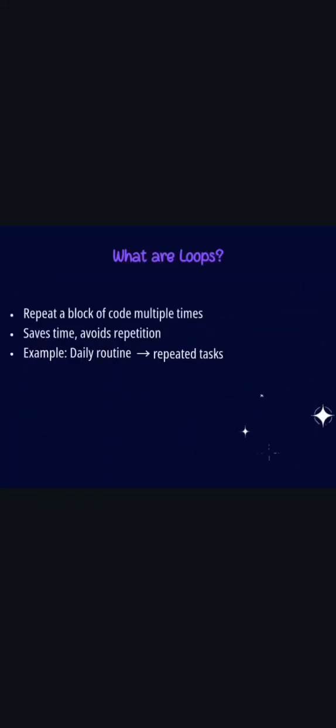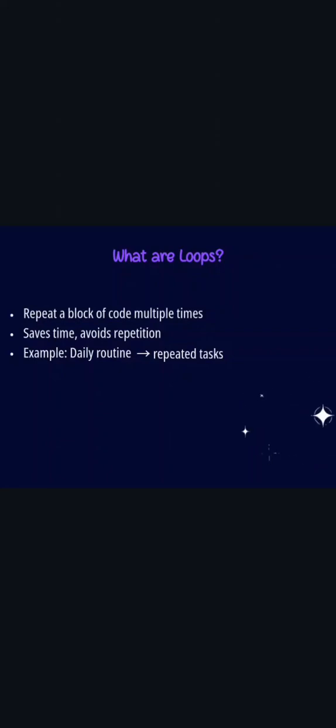In today's session, we're going to explore one of the most important topics in Java programming, loops. Loops are a way to repeat a block of code many times without writing the same code again. This makes programs shorter, easier to read, and less error-prone. For example, if we want to print numbers from 1 to 100, we don't need to write 100 print statements. With loops, we can do it in just a few lines.